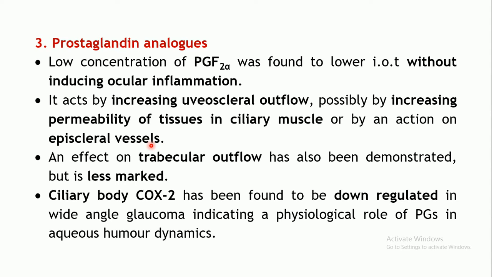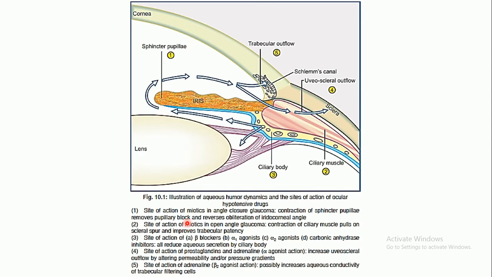Now, the effect on trabecular outflow, which is the second pathway by which the aqueous fluid is drained out, is less marked. Comparatively, uveoscleral outflow is promoted by prostaglandin analogs. The ciliary bodies basically have COX-2, which has been found to be down regulated in wide angle glaucoma. So this indicates the physiological role of PGs.